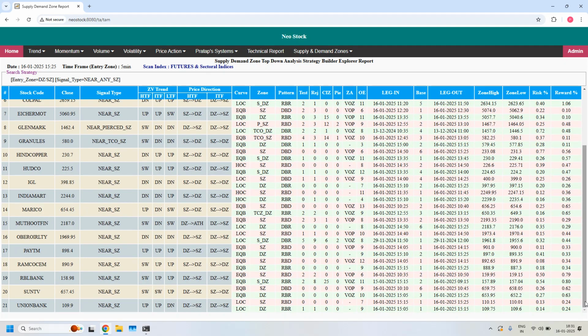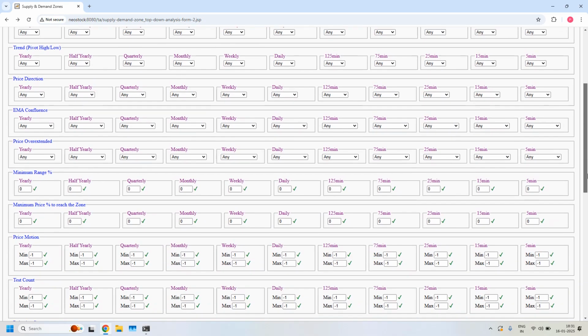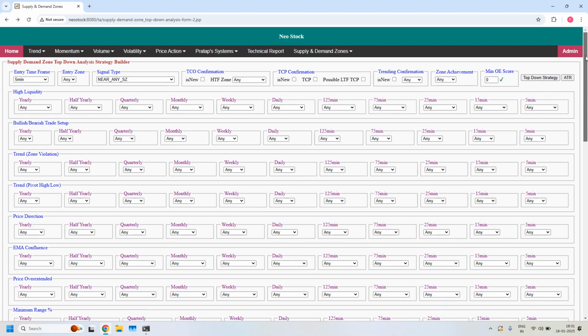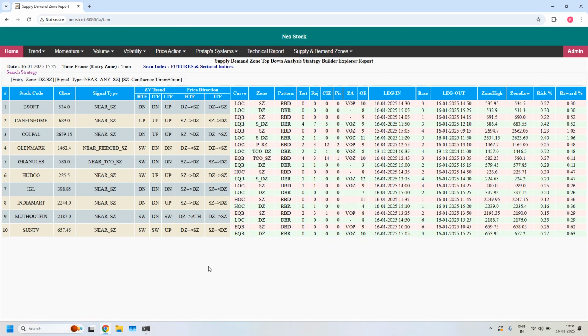Stocks near 5 minute supply zone. Out of these 21, how many are having ITF Confluence? That is 5 minute supply zone should be part of 15 minute supply zone. Let's set that filter in the supply zone Confluence. So I'm enabling the filter 5 minute supply zone with 15 minute supply zone. With this filter from 21 stocks, the list is come down to 10 stocks. In all these 10 stocks, these 5 minute supply zones are part of the 15 minute supply zone. Couple of 5 minute supply zones are pierced, the fifth one and fourth one. So they are not useful.